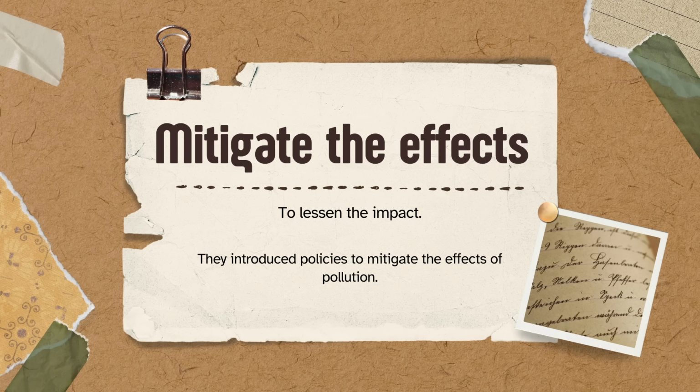Let's take the next example. They introduced policies to mitigate the effects of pollution. So in this case, we're not talking about the economy, we are talking about pollution. So, in this example, introduced policy means they created and implemented new laws or regulations. The focus is on addressing the issue of pollution here. Things like harmful chemicals or waste in the air, water, or soil. By mitigating the effects, they aim to reduce the damage pollution causes, possibly by setting limits on emissions or encouraging clean energy.